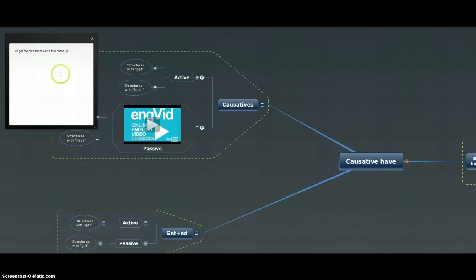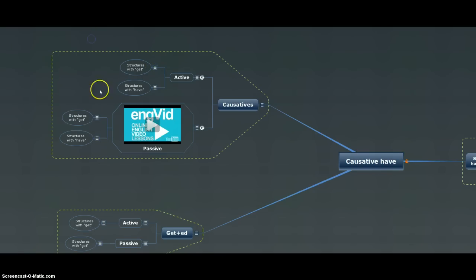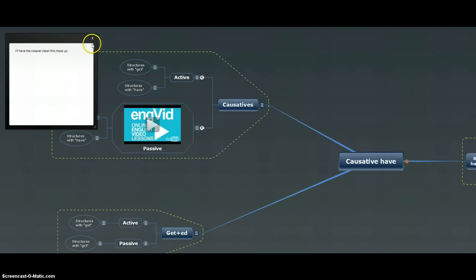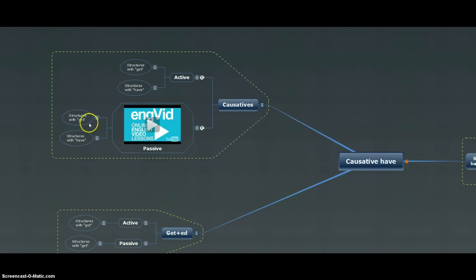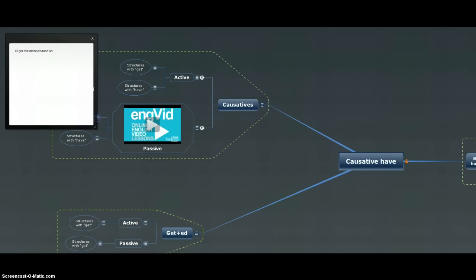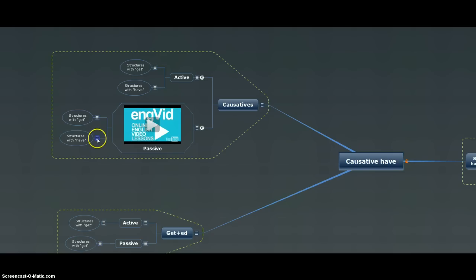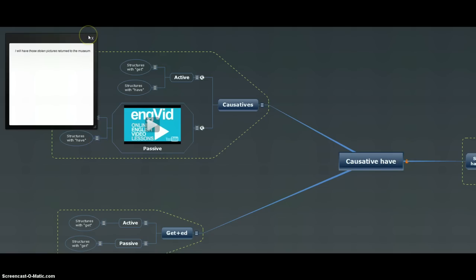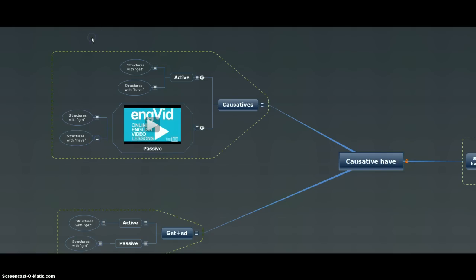At active structures with get, we have an example like "I'll get the cleaner to clean this mess up," while at structures with have, we've got "I'll have the cleaner clean this mess up." Then at passive we have structures with get, and one example is "I'll get this mess cleaned up." Then at structures with have, we've got "I will have those stolen pictures returned to the museum."